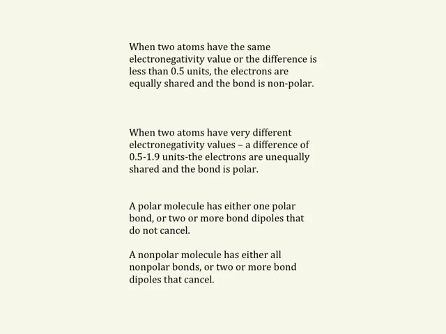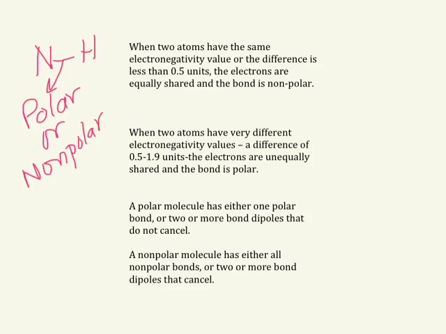We're going to use this concept of electronegativity to explain another concept, polar or non-polar bonds. When you draw a bond between two atoms, that bond can be polar or non-polar. And what does that mean? When two atoms have the same electronegativity value or the difference is less than 0.5 units, the electrons are equally shared and we call the bond non-polar.